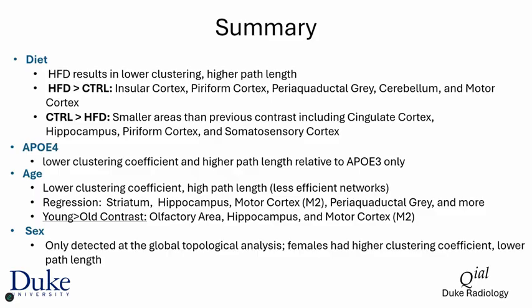For APOE4, we did more of a topological analysis where we noticed a lower clustering coefficient and a higher path length. We also computed some statistics for age, like a regression and a young versus old. The higher the age, the lower the clustering coefficient, and the higher the path length. We noticed the hippocampus and motor cortex for the age effect, and we noticed olfactory areas when we were comparing younger mice to older mice. For sex, we were not able to get any significant results from dual regression, but we noticed on a global topological level that females had a higher clustering coefficient and a lower path length.